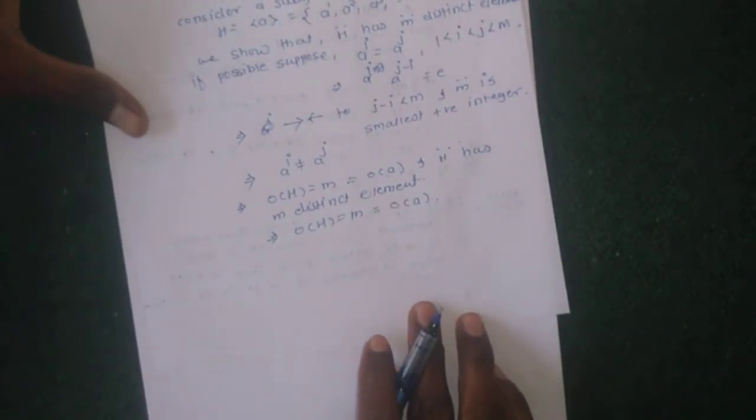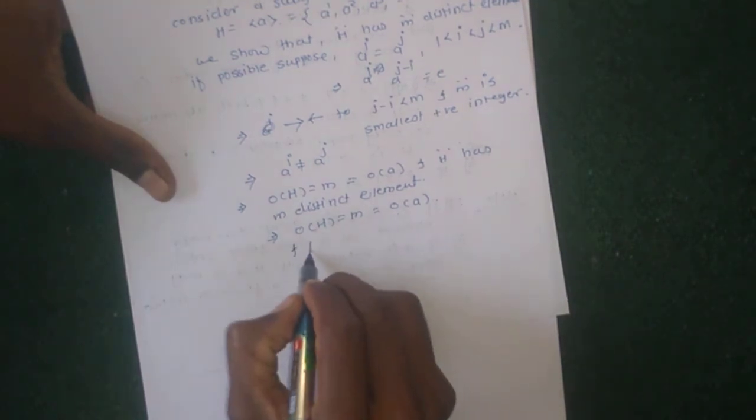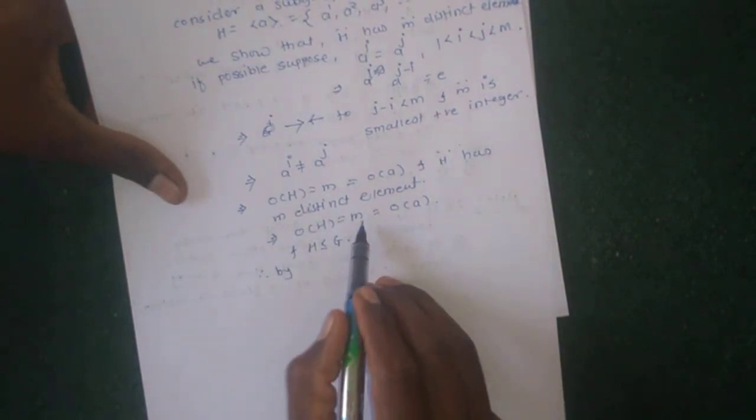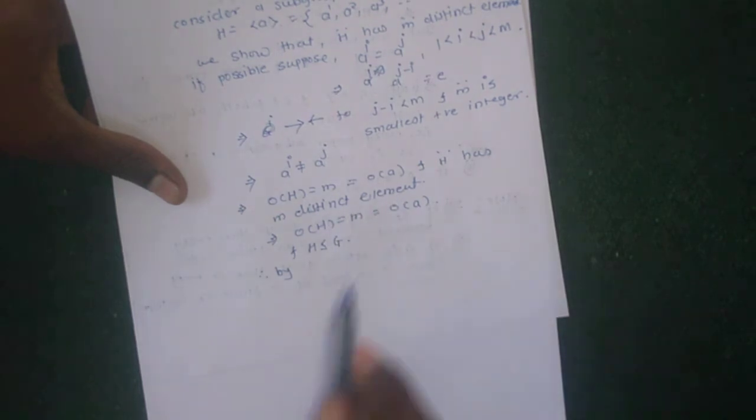So the order of H equals m, and H is a subgroup of G. Why is H a subgroup of G? Because H is generated by a, and a is an element of G, which implies that H is a subgroup of G. Therefore the order of H equals m, G has finite order, and H is a subgroup of G.